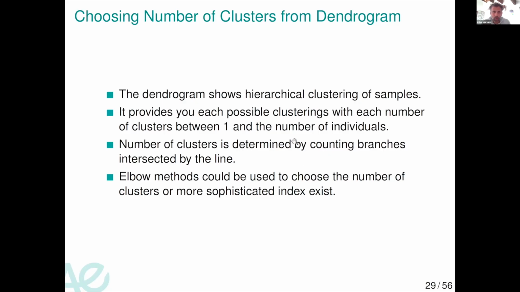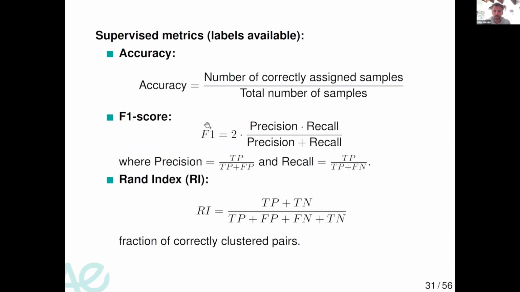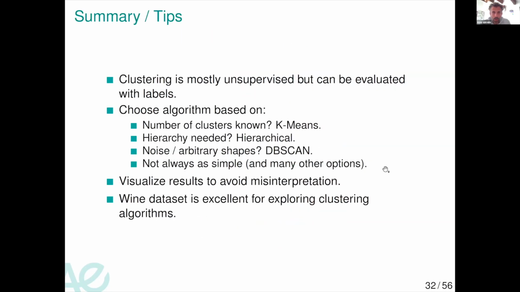indices. I put some of these indices here, but I won't give you any details. So there are the silhouette score, the AIC or the BIC, Davies-Bouldin index, and many others. And there are also some metrics to compare different indices with different numbers of groups. For example, the accuracy, the inference score, or the Rand index, which is very common for clustering problems. So clustering is mostly unsupervised, but can be evaluated with labels.